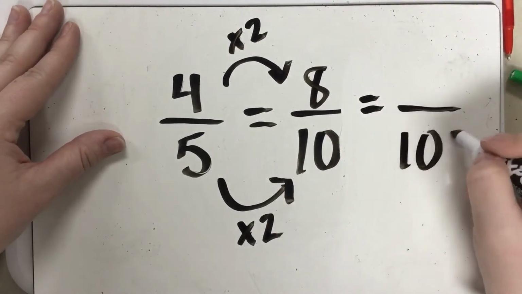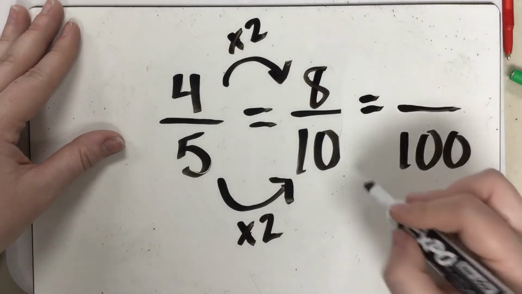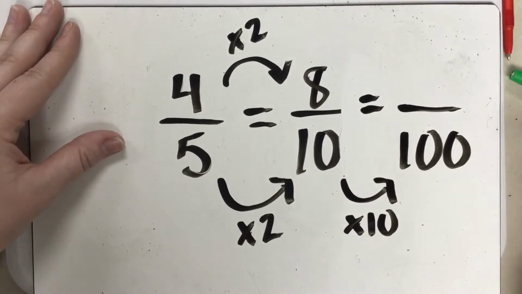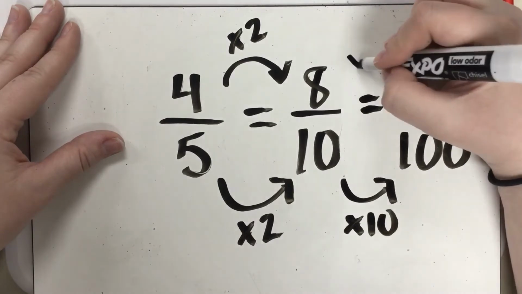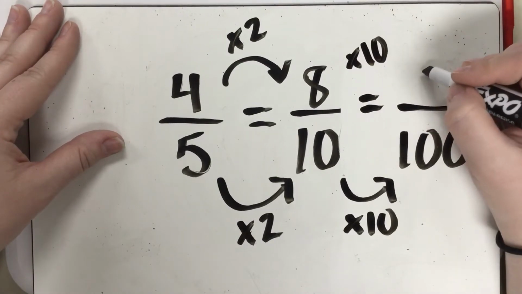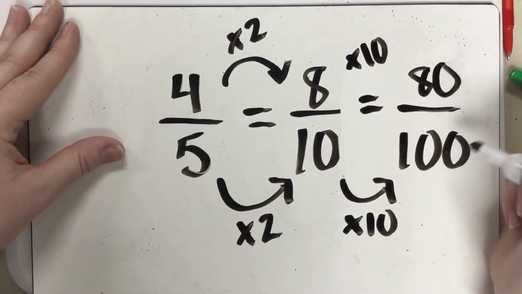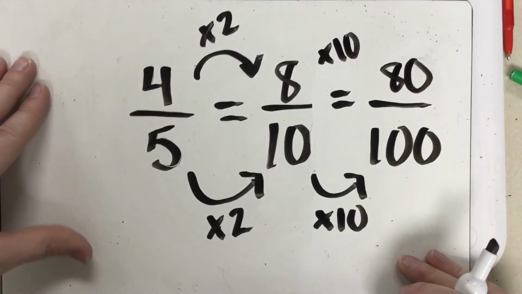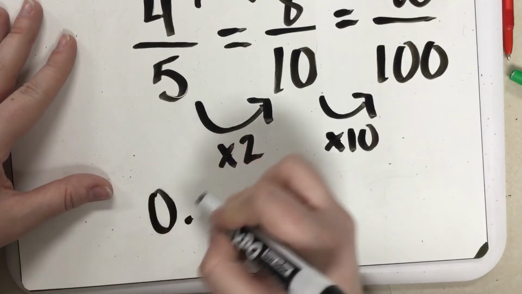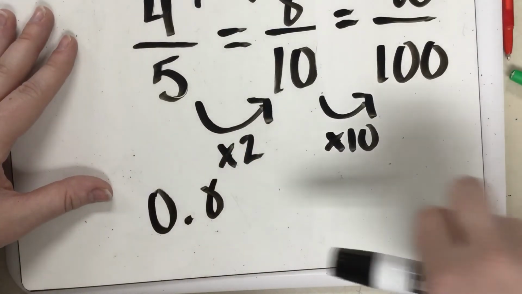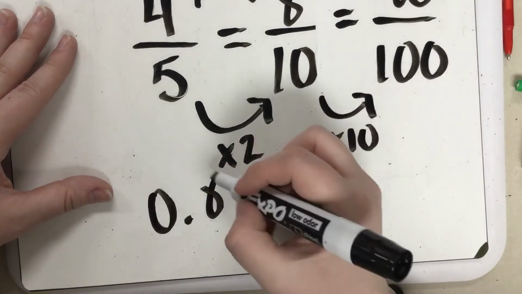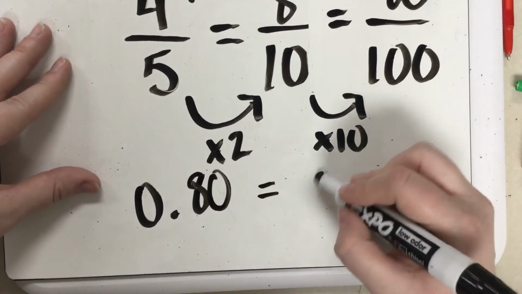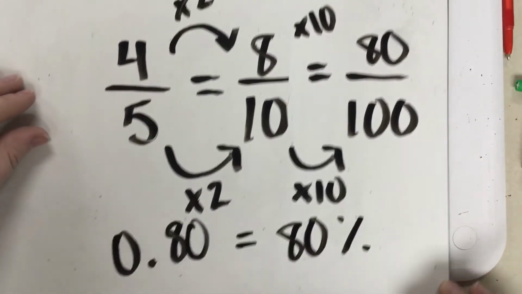Now, can I get it to be 100 on the bottom? Ooh, I know 10 times 10 is 100. Whatever you do to the bottom, do to the top. 8 times 10 is 80. 80 100ths. If it's 80 hundredths, I know that it easily goes to 80%.